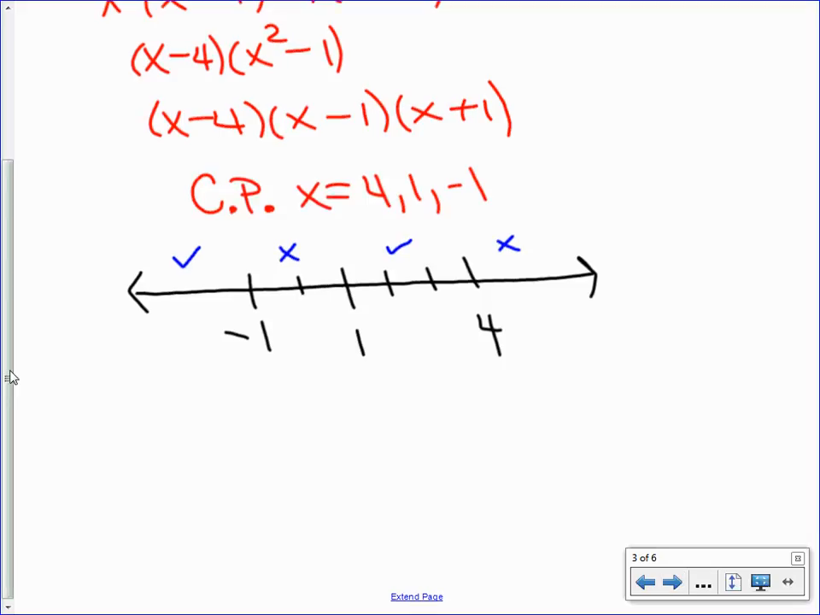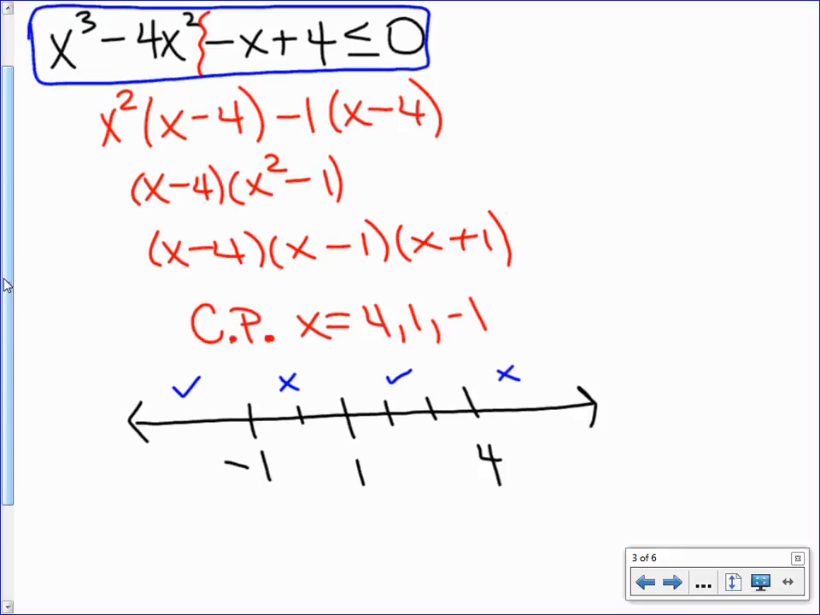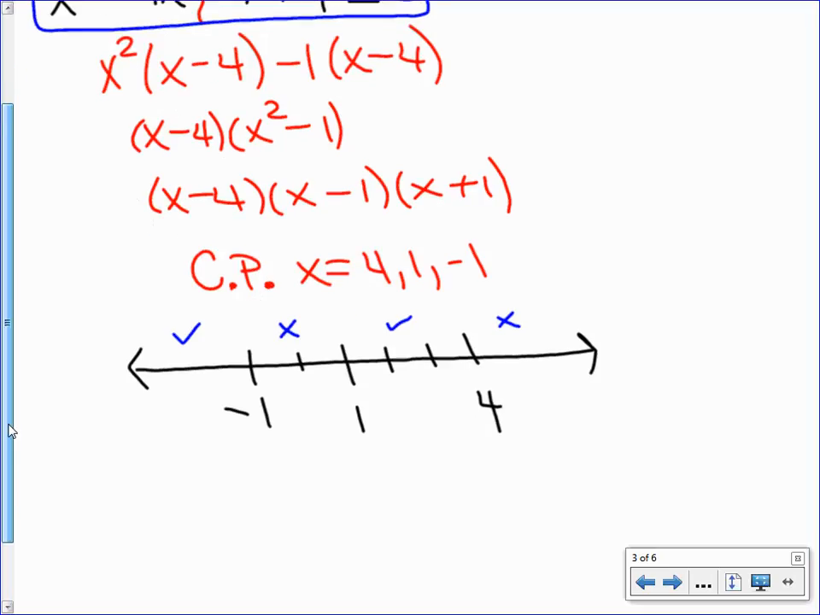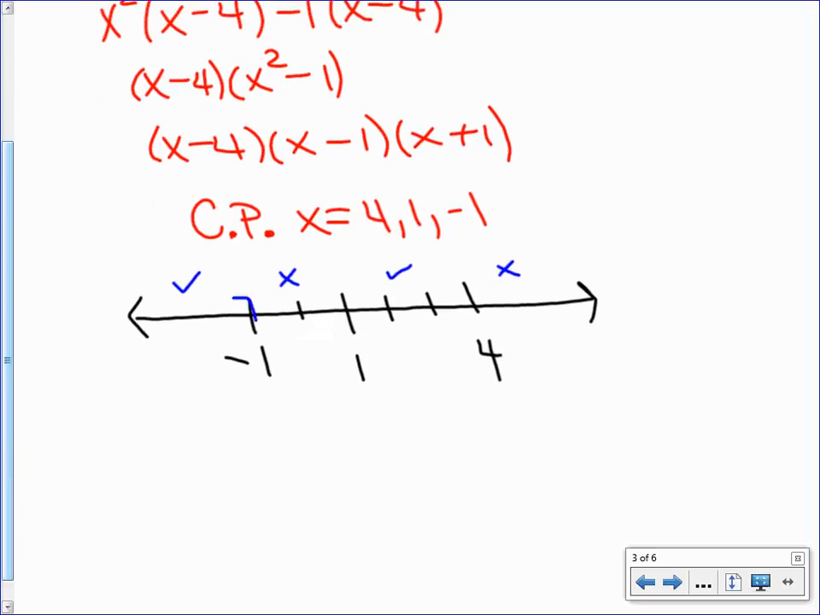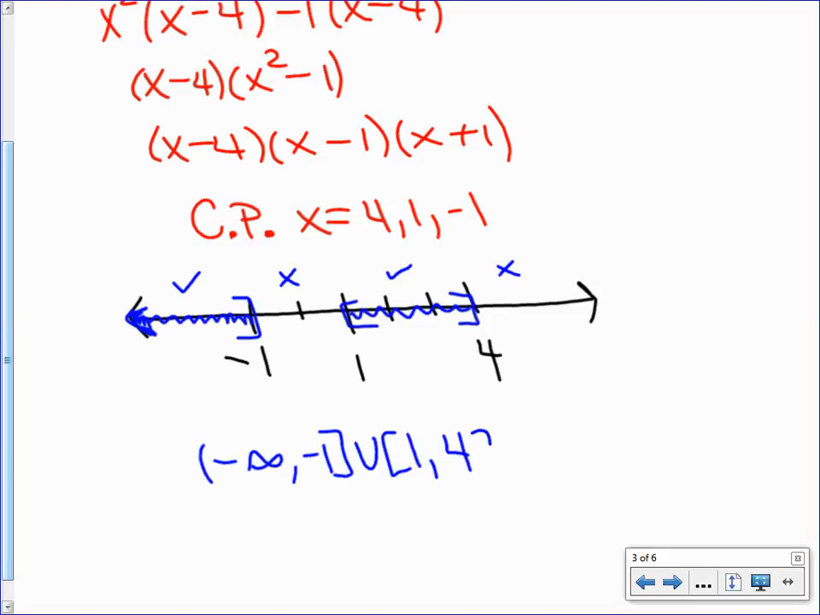Okay. Now, first of all, do we get to include our zeros in our intervals? Yes, because we have this equality right here. Okay, so when I make my number line answer, we can include -1 all the way to infinity. And then we have between 1 and 4, and we can include our endpoints. So in interval notation, we would write -infinity to -1 and 1 to 4.